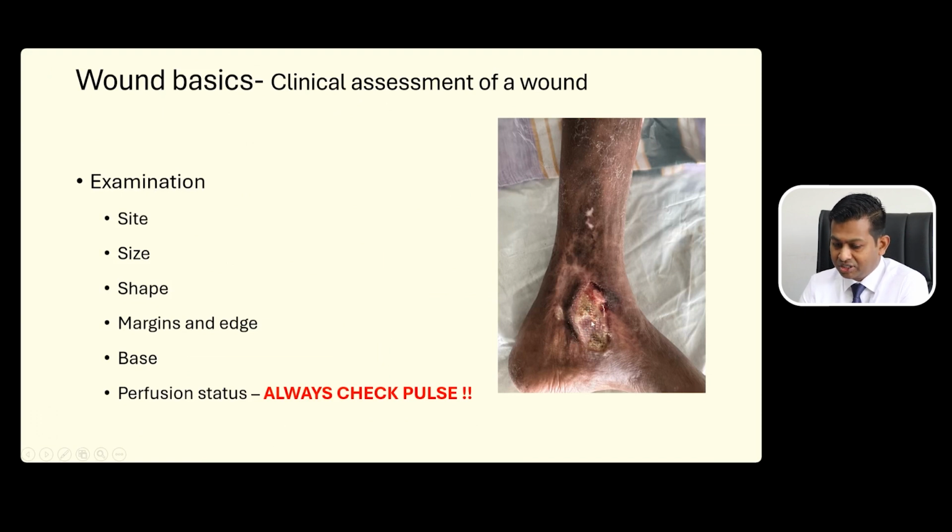And most importantly, always check the pulse. Whatever the wound is, always remember to check the pulses. This one may look like a venous ulcer, but there may be a component of ischemia going on, looking at the appearance. So always remember to check the pulses. If you take home one message from today's activity, I would say remember to check the pulses.